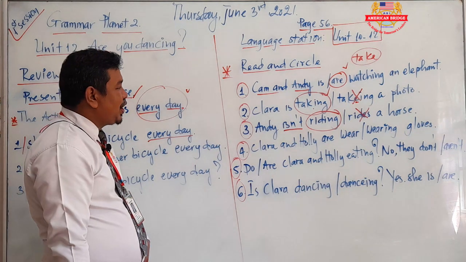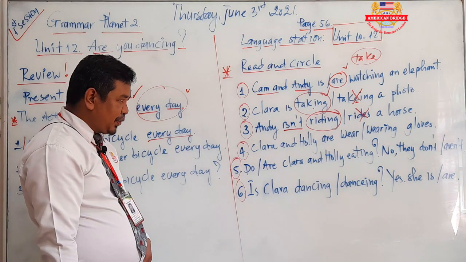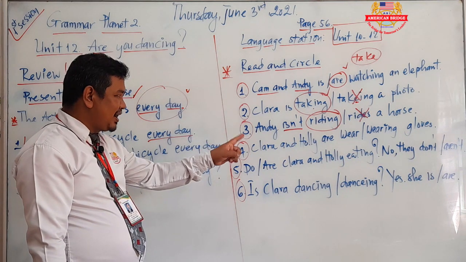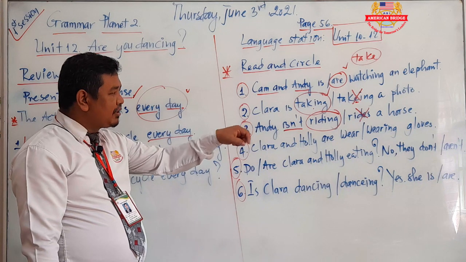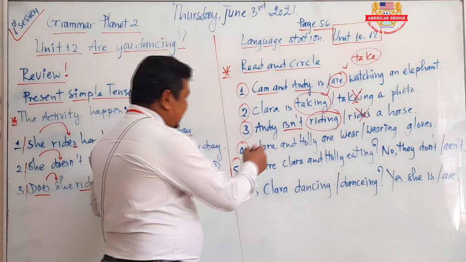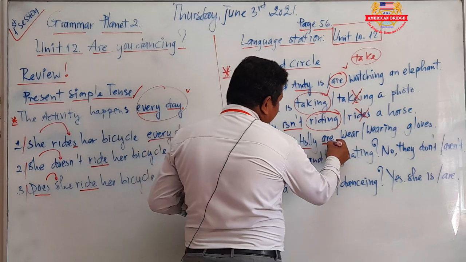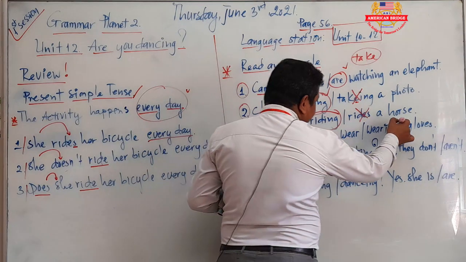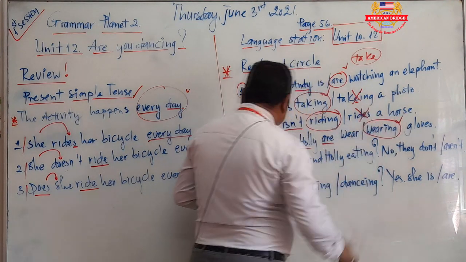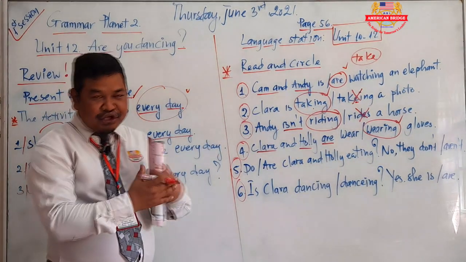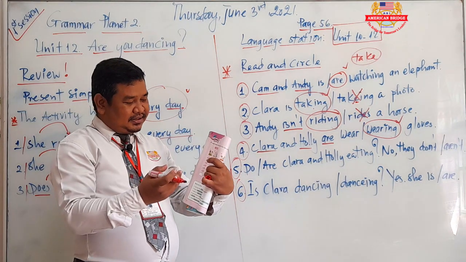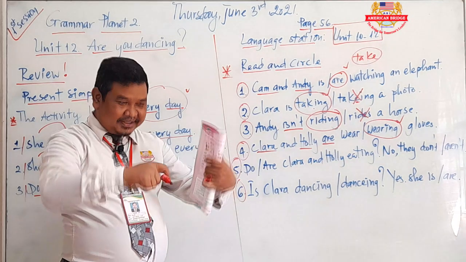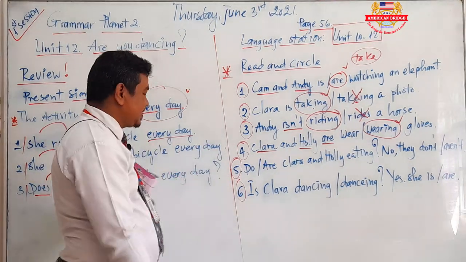Clara and Harley are wearing clothes. So this is Clara and also Harley, used with are. This one is present continuous tense with a positive sentence. So you have to circle this one. Okay, so Clara and Harley are wearing clothes. You know clothes? Clothes means something that you cover your body with, for example when you ride a motorbike or something like that. Okay, this one is clothes.